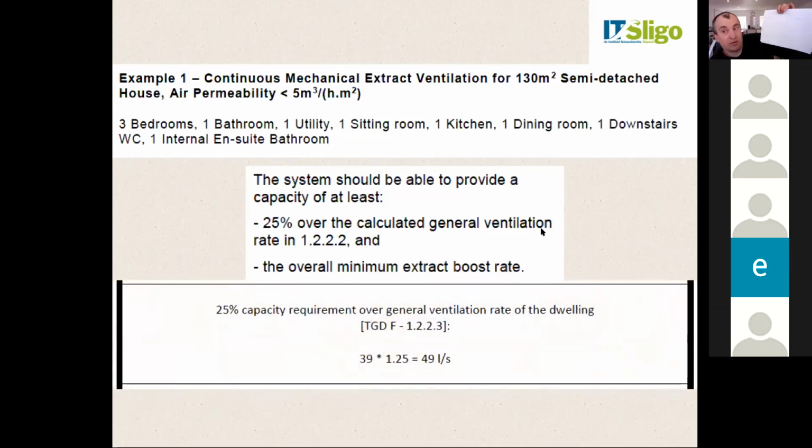If you remember, we had the general ventilation rate was 39 litres per second, and we now need to add 25% on that. So we basically have 39 multiplied by 1.25 gives us 49 litres per second.